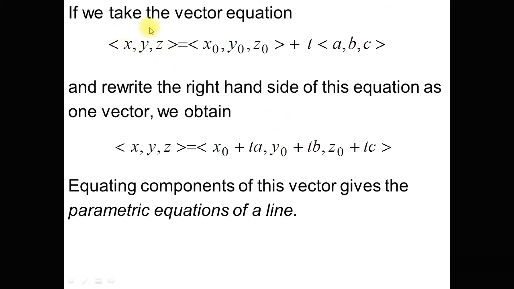Now if we take the vector equation r is equal to r naught plus tv, (x, y, z) is the r vector, equal to, this is the r naught vector (x naught, y naught, z naught) plus tv, this is the vector v. Rewrite the right hand side of this equation as one vector. You see over here there are two vectors, this is r naught and this is vector v. So rewrite this as one vector, adding the components. The x component is x naught plus at, y naught plus bt and z naught plus tc. So the right hand side is in one vector form. Now this equality means we can compare the components.